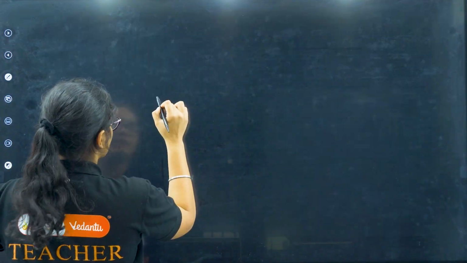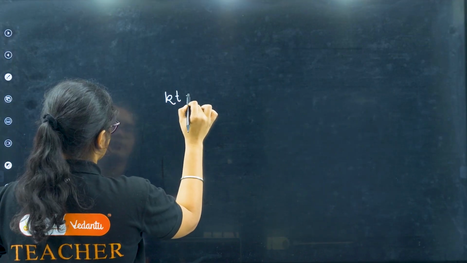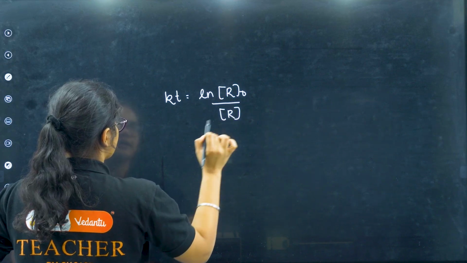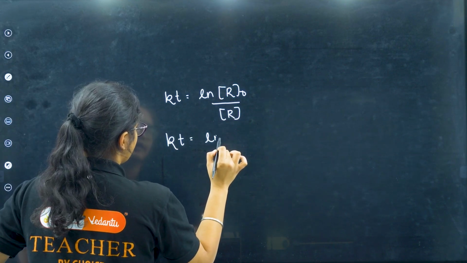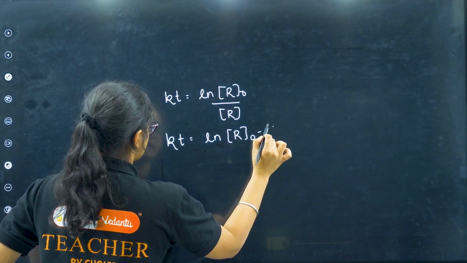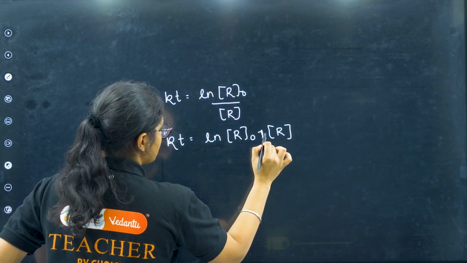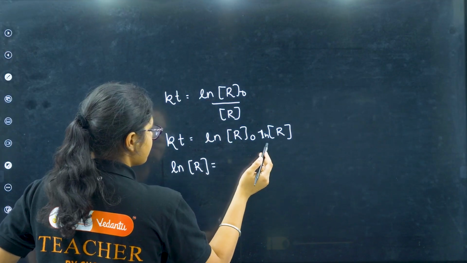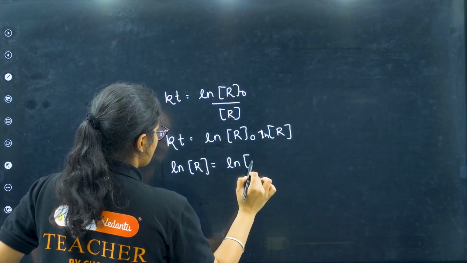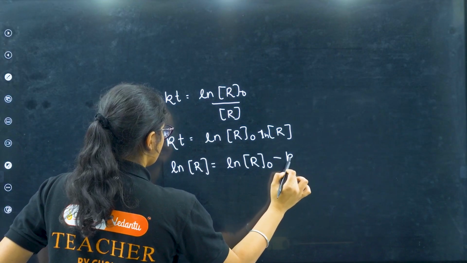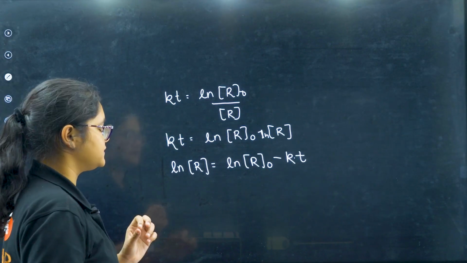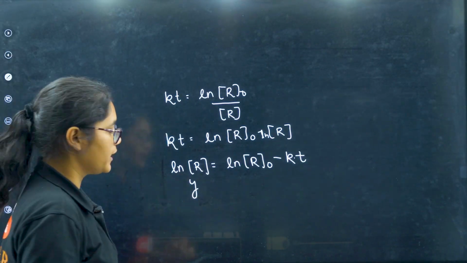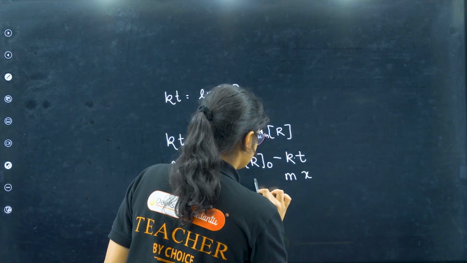Okay, so I have this equation, right? kt is equal to ln R naught by R. So I can write this equation as kt equal to ln R naught minus ln R. Then I'll take ln R on one side, then I will get ln R equals ln R naught minus k into t. Now what happens here, see, this is a straight line equation, so I can write this as y equals mx plus c: this is y, this is your m, this is x, and then this is c.